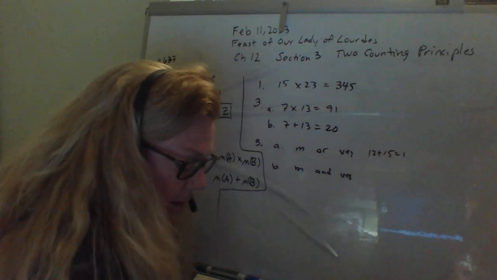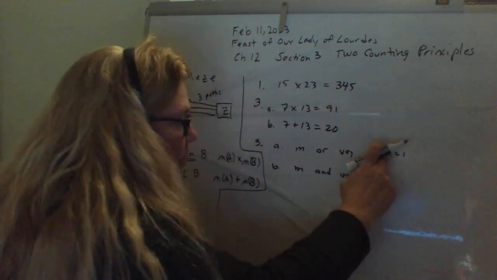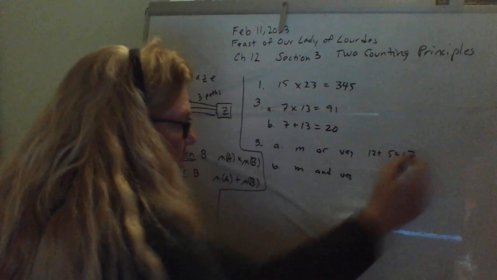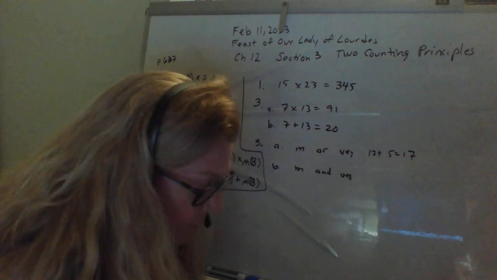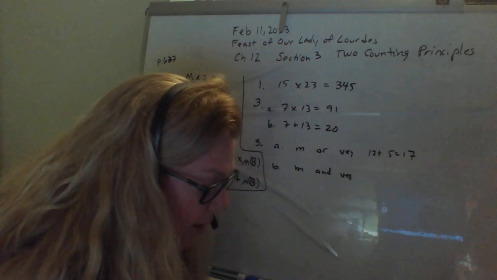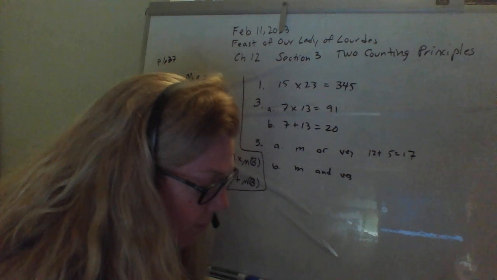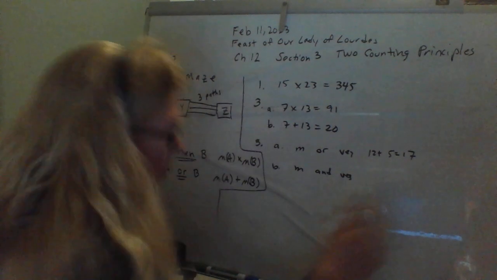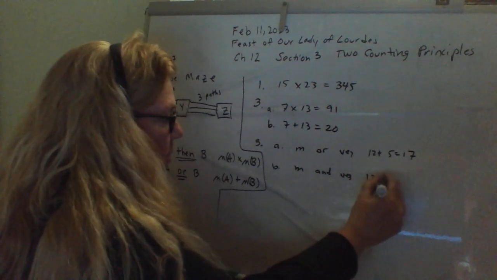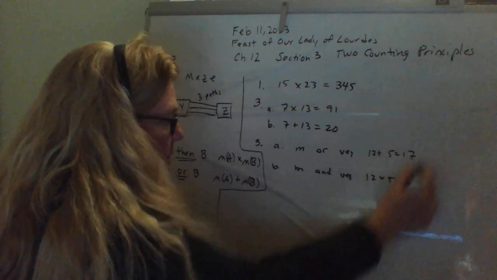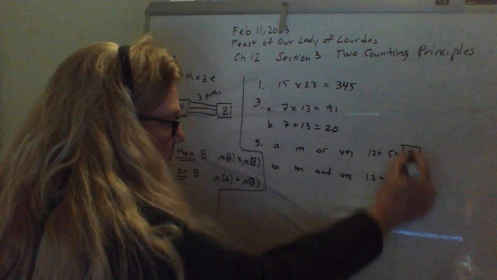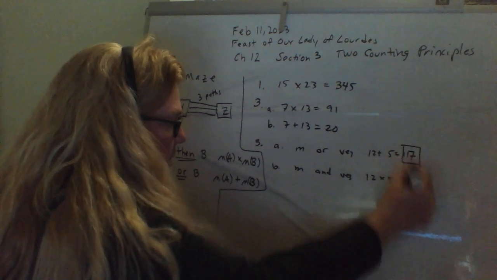Am I really getting these numbers wrong? It was 12 and 5. 17. Excuse me, sorry. I'm in dim light here, unfortunately. And B is multiplying them. 12 times 5 is 60. That's 17 or 60.